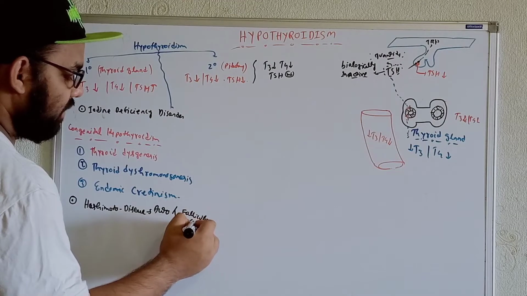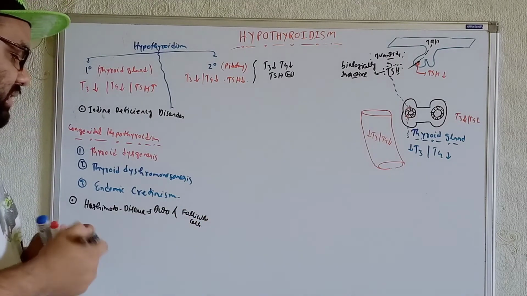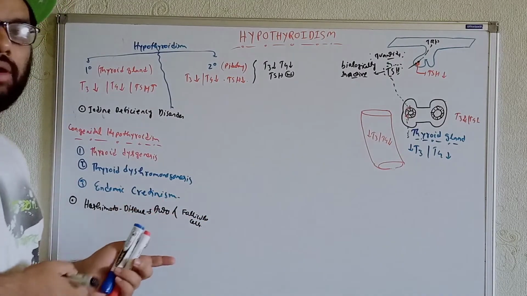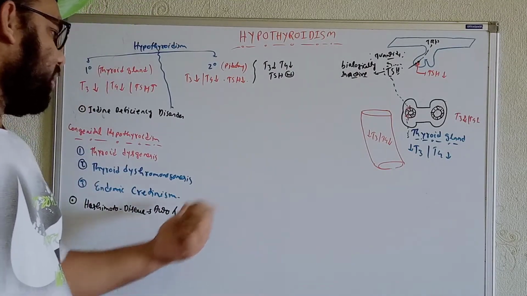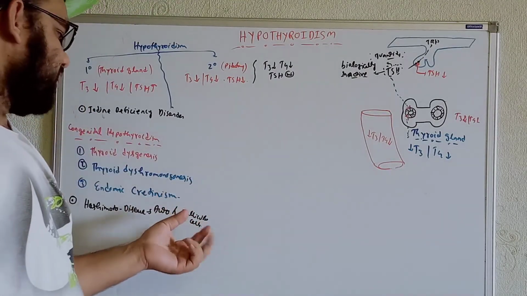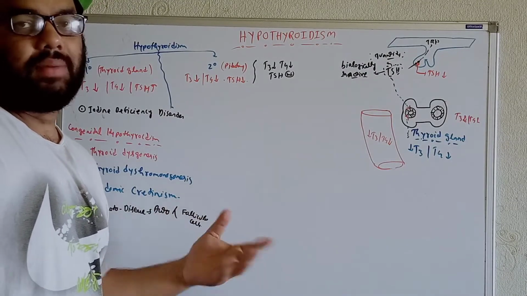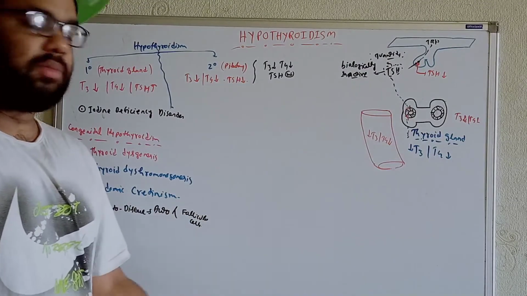In this case, whenever the follicular cells or thyroid cells are destroyed, whenever we get the production of autoantibodies against the thyroid follicular cells, the cells are getting destroyed, so definitely they will not be able to produce T3 and T4. So you can see this kind of problem there.